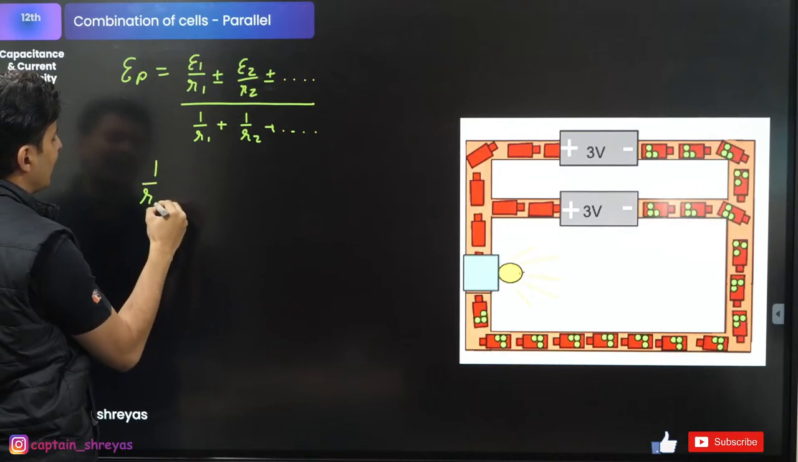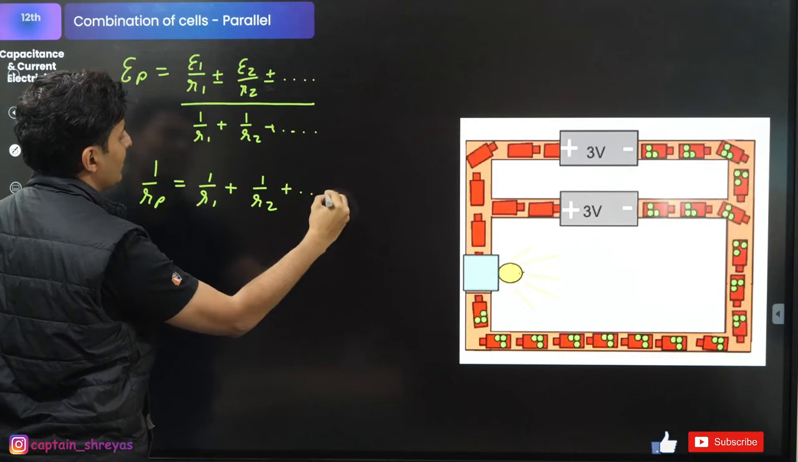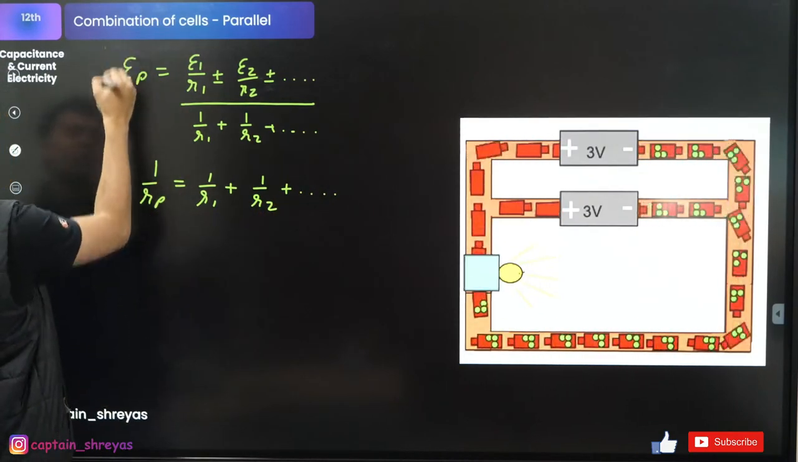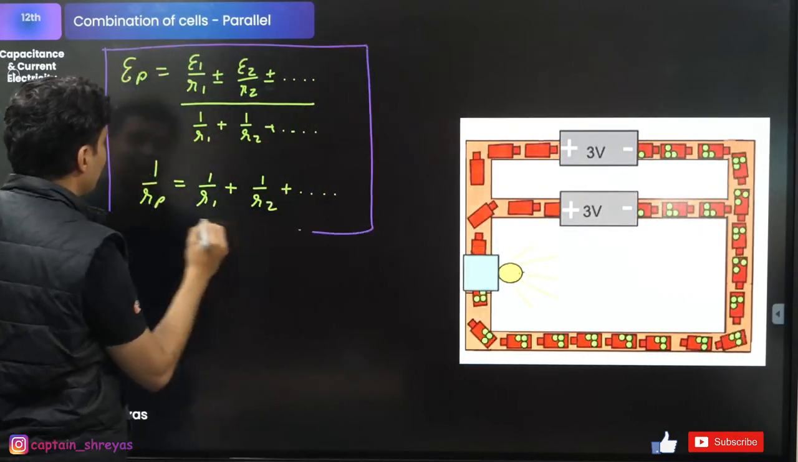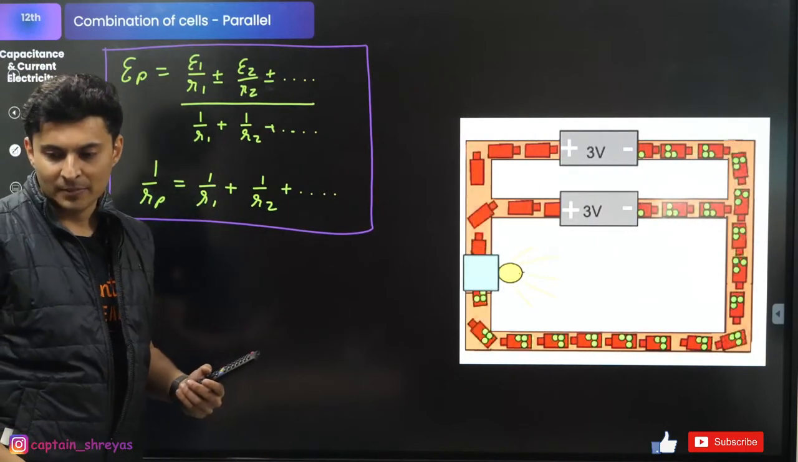And resistance in parallel is simple. It's the same thing. 1 by R1 plus 1 by R2, so on and so forth. This is the formula when your batteries are in parallel. We will be doing a question on that. Don't worry.